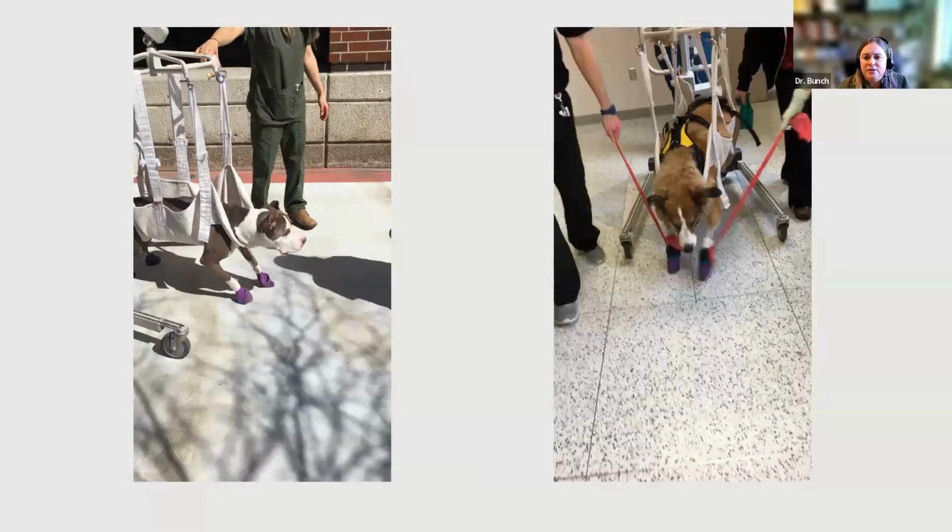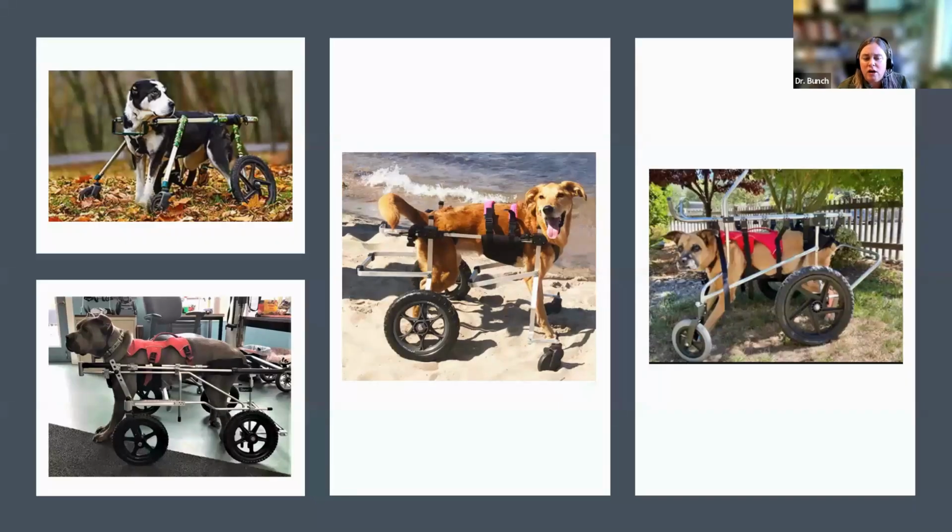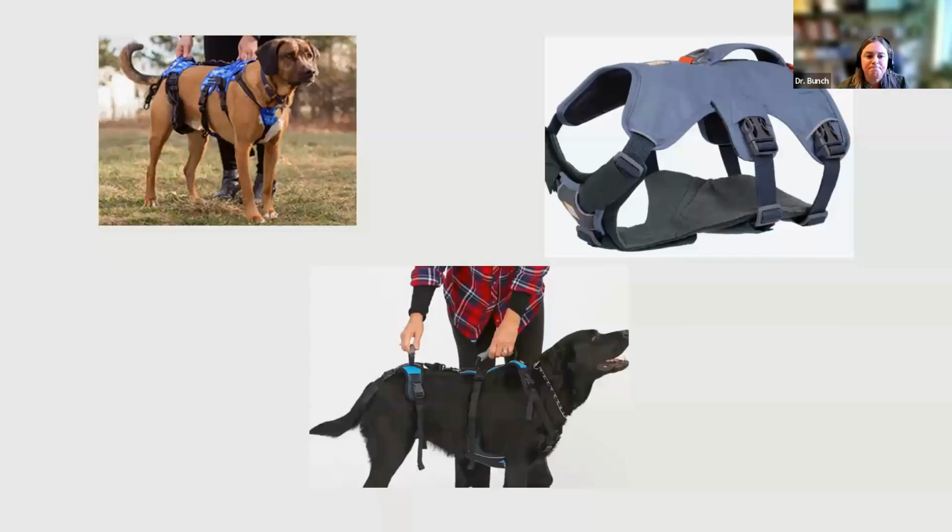So here's just some examples of wheelchairs, quad carts out there: Walking Wheels, Eddie's Wheels, Canine Carts, Dog on Wheels. They all can make quad carts available. And this is something that can be used in hospital while you're helping them, or this might be something that the owner is going to need to use at home, hopefully temporarily, but maybe in the long term as well if they're dedicated and want to go that route.